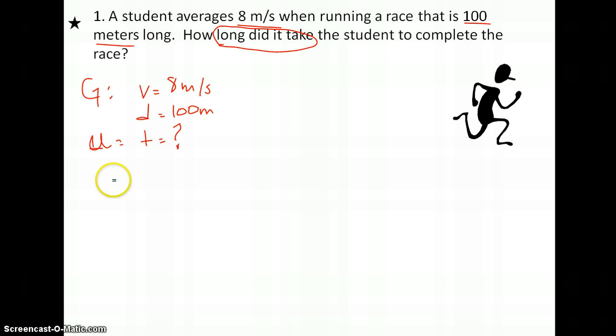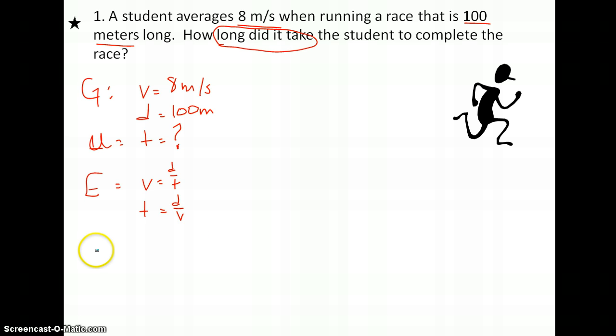time. So what equation can we use to solve this? Well, if you flip through your notebook, you should see that you have the equation for velocity equaling distance over time, using all three of these variables. And we can rearrange that one to be time equals distance over velocity.